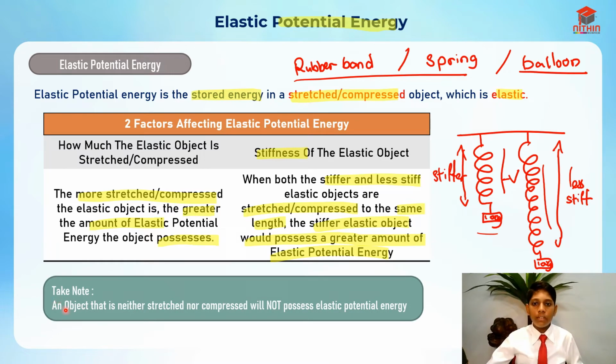We need to take note that an object that is neither stretched nor compressed, meaning it's just at its original length without doing anything, will not possess elastic potential energy. So it does not have EPE. Okay, so take note. I think you understood this.